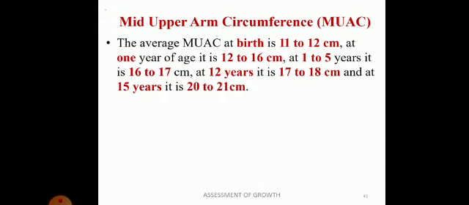Now what should be the normal values? So at the time of birth it should be 11 to 12 centimeter at least. By the age of 1 year it should reach 12 to 16 centimeter. At the age from 1 to 5 years it may be increasing less, so that hardly it is reaching 16 to 17 centimeter. Okay, directly when you compare this data at the age of 12 years, it may be up to 17 to 18 centimeter. Again at the age of 15 years it may reach up to 20 to 21 centimeter.